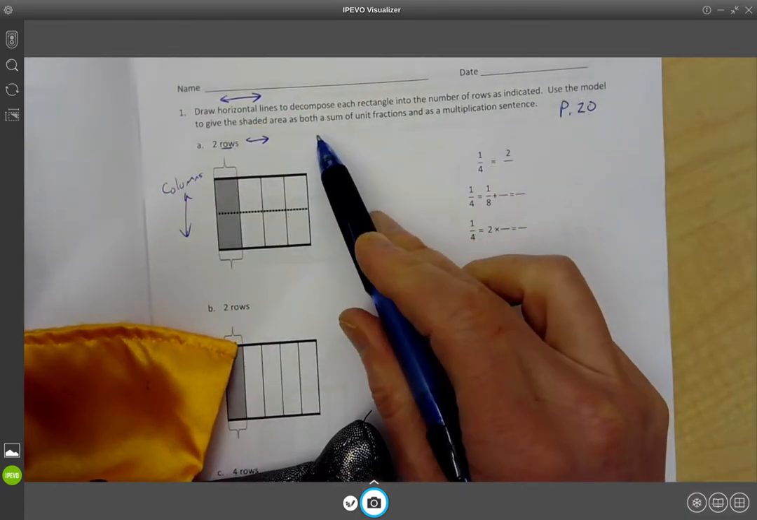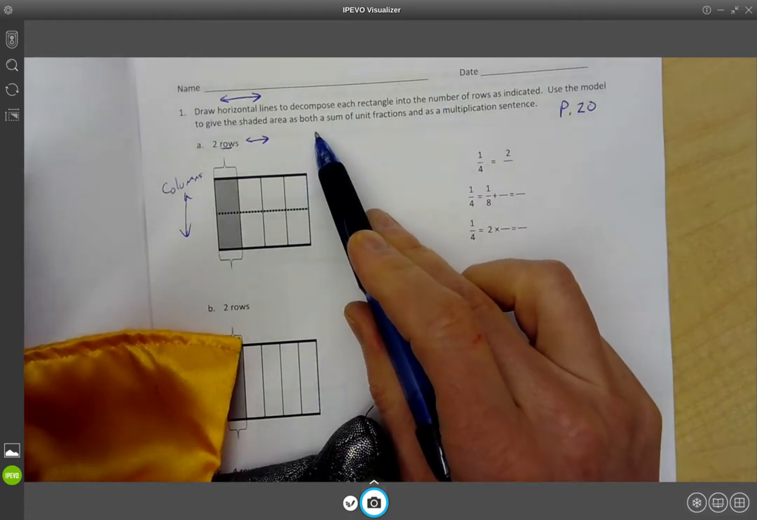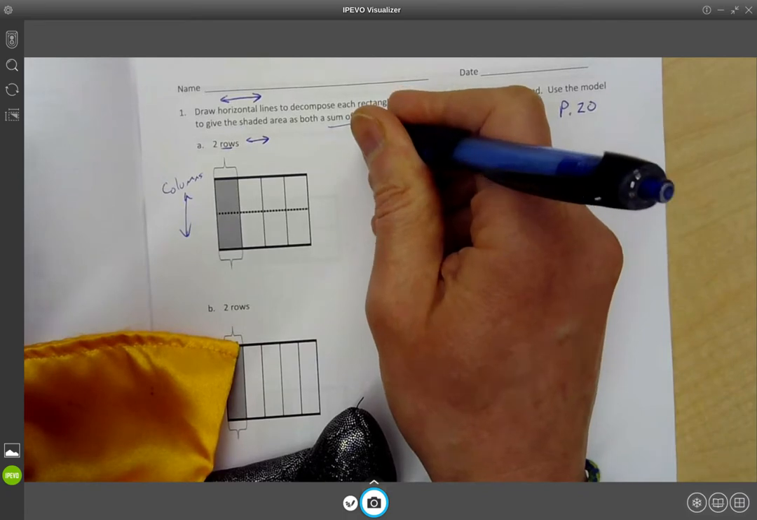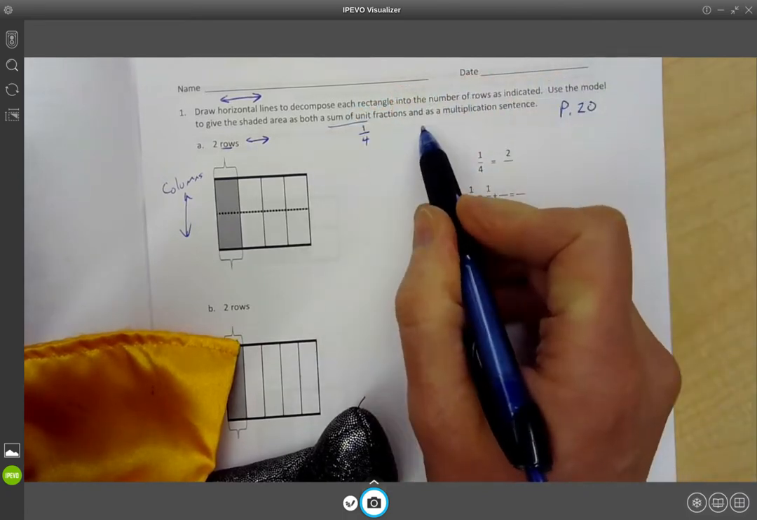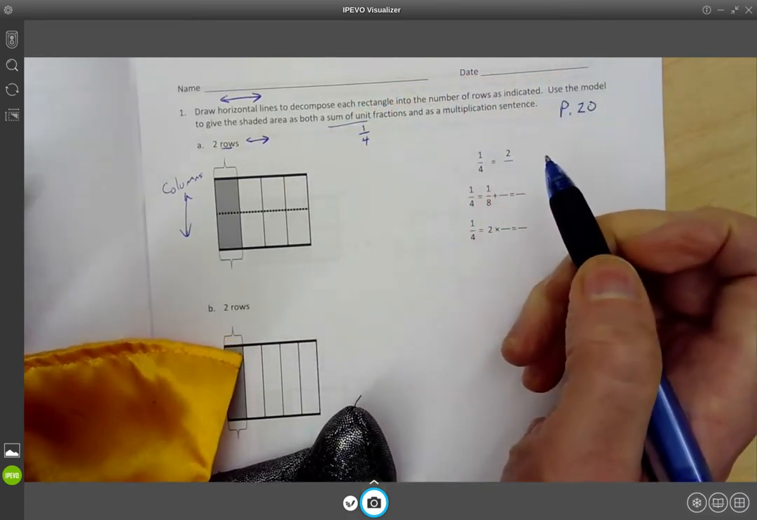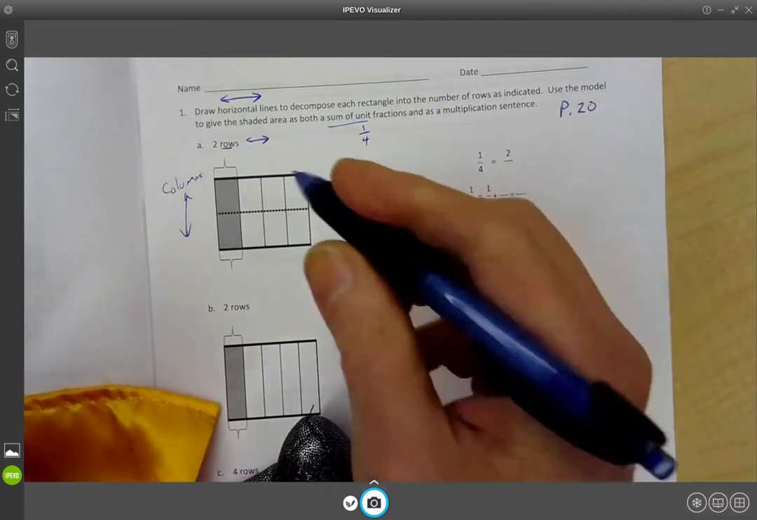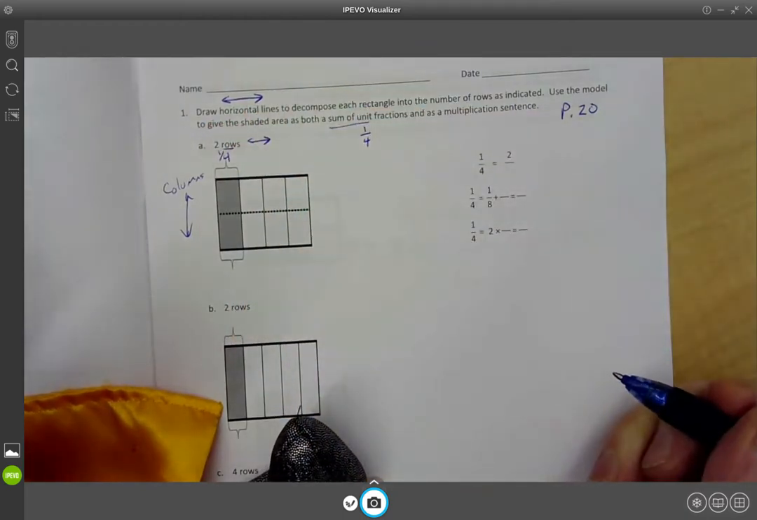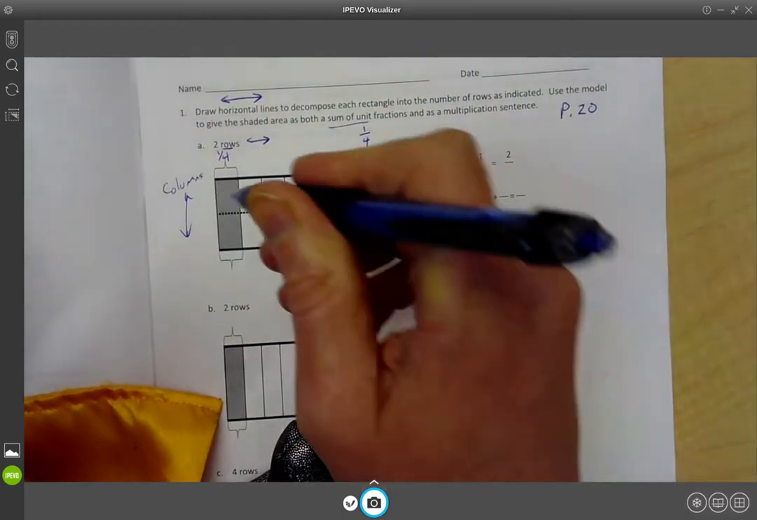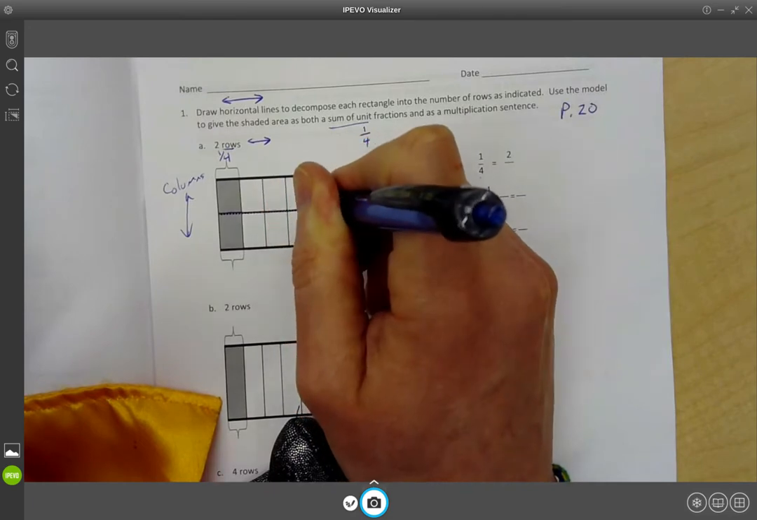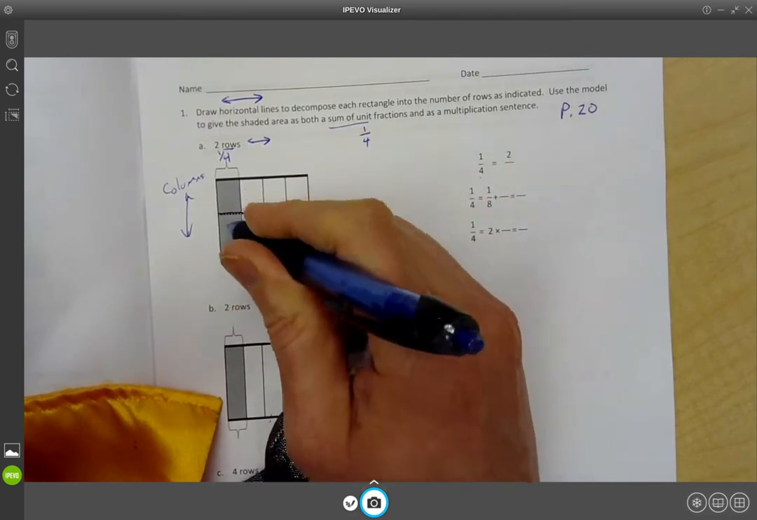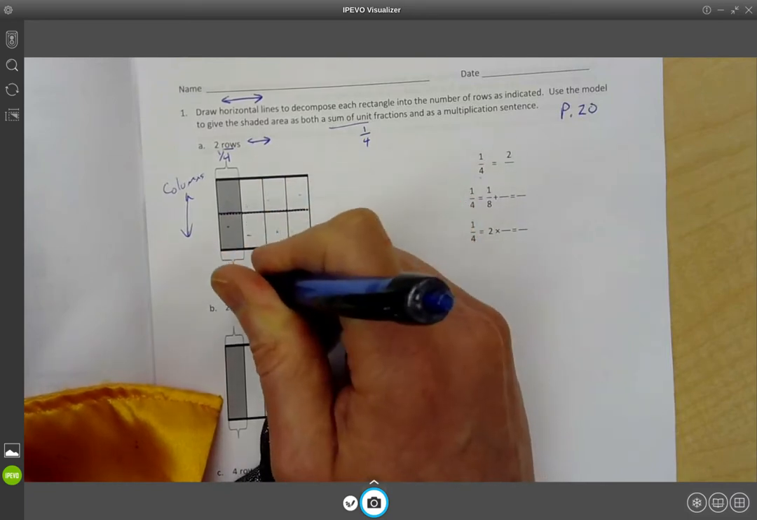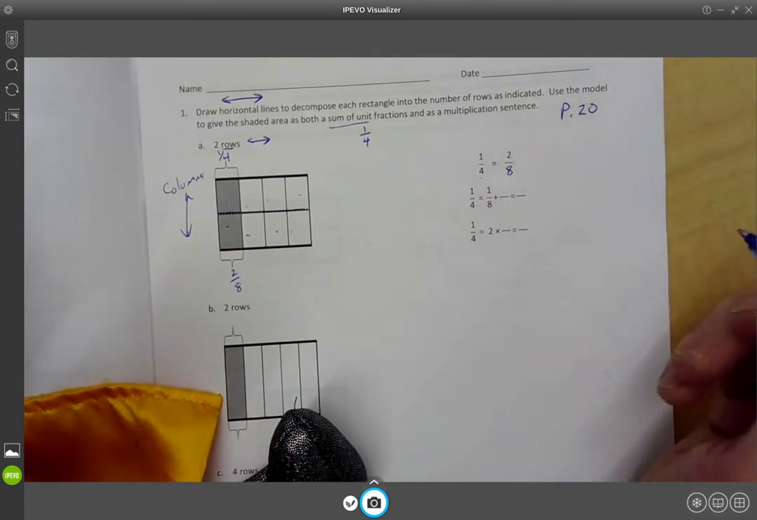Use the model to give the shaded area as both a sum of unit fractions. Oh, unit, I know unit means 1. And a multiplication. Okay, I can do it. Let's see. This is 1/4. That's the 1/4. And when we drew the horizontal line, that made it 1, 2, 3, 4, 5, 6, 7, 8, 2 eighths. Oh, 2 eighths.